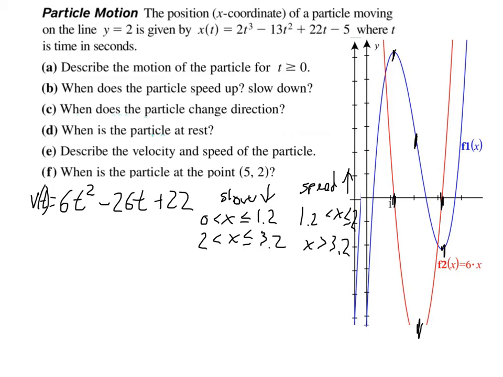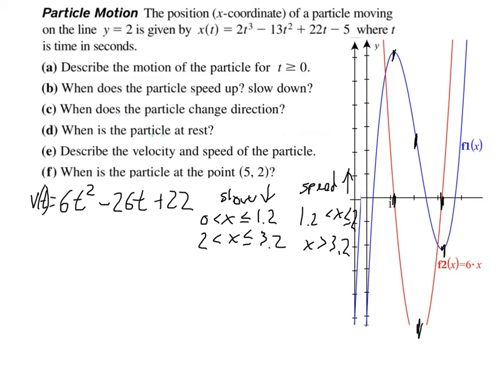When is the particle at rest? Again, when it changes directions, at velocity equal to 0. It makes a lot of sense to look at the velocity curve there because it's just when it's equal to 0. Describe the velocity and speed of the particle. It's pretty well described by this graph. When is the particle at point 5, 2? Well, I'm looking at this going 1, 2, 3, 4, 5. I don't think it'll hit.